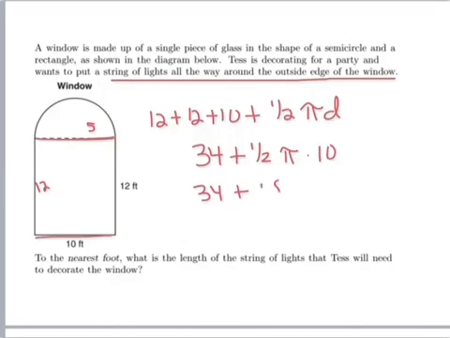15.7. And if I add those together, I get 49.7, but it said to the nearest foot. So that would be 50 feet of lights.